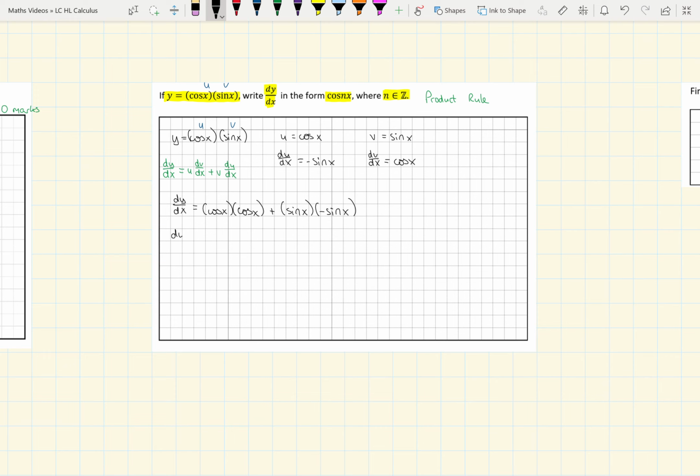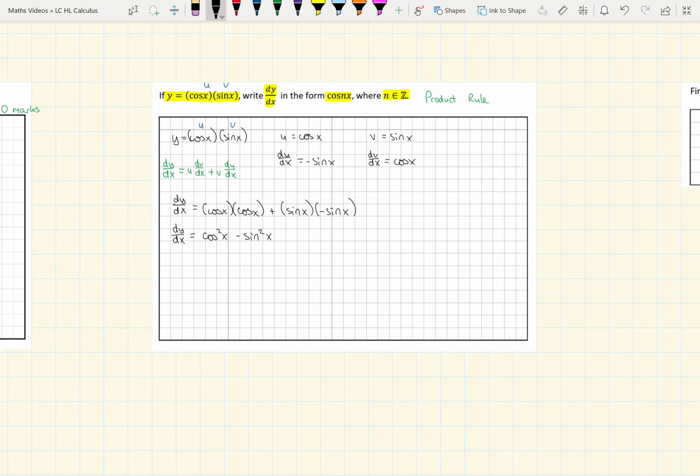Let me tidy up. dy dx is equal to cos squared x minus sine squared x. I have 2 cos x there, tidies up to cos squared x, and we have 2 sine x, which will tidy up to sine squared x, and we just account for our minus sign. So that's that part there.